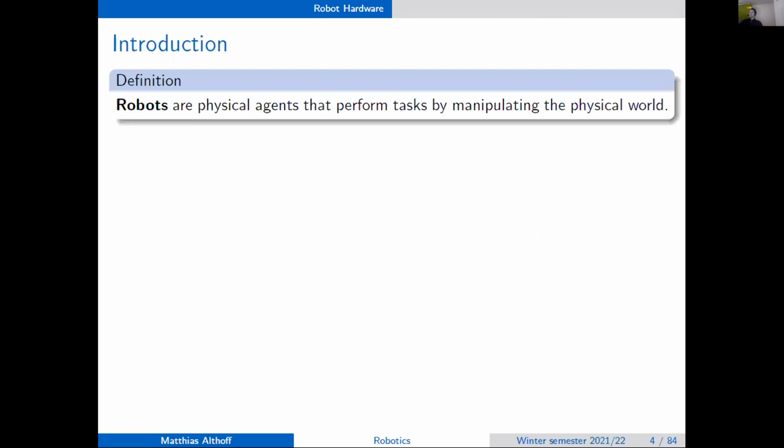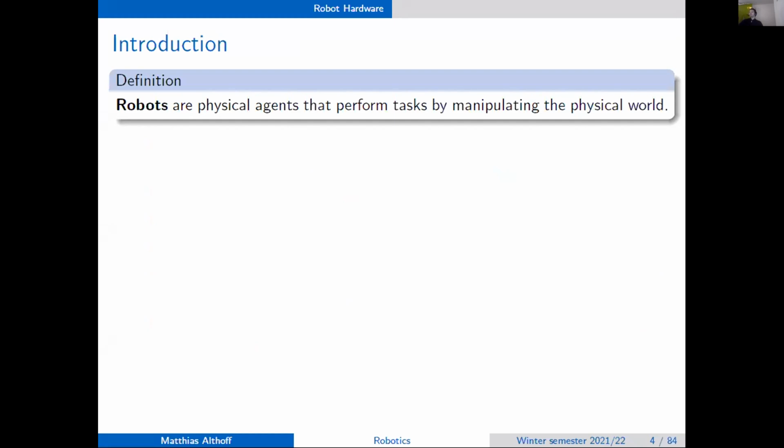Okay, so let's start. First of all, let's start by defining what a robot is. Typically, this is defined very generally, because an autonomous vehicle is also a robot, or a classical robot in the industrial sense. Essentially, everything that changes or manipulates the physical environment intentionally is called a robot.